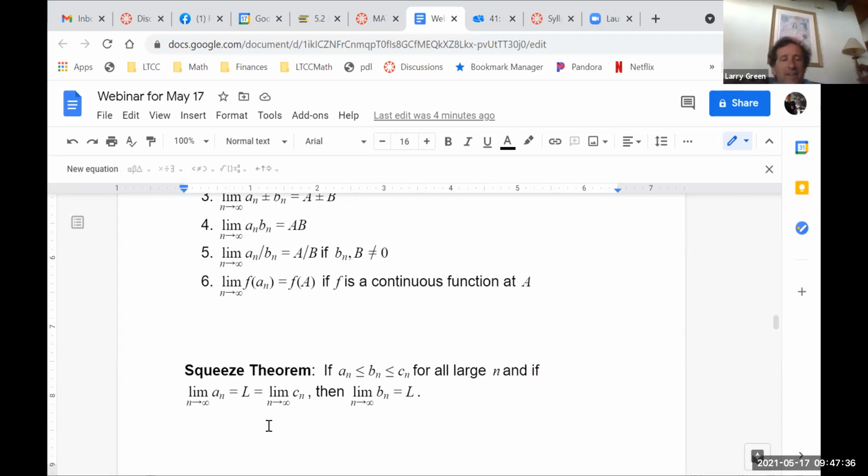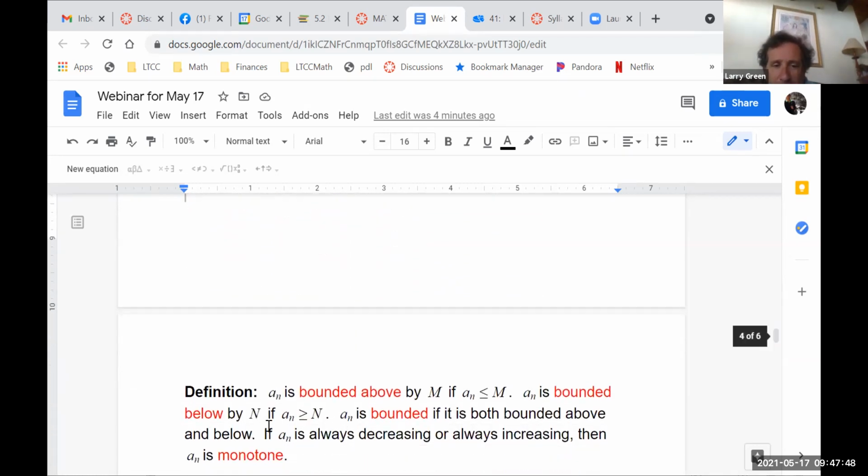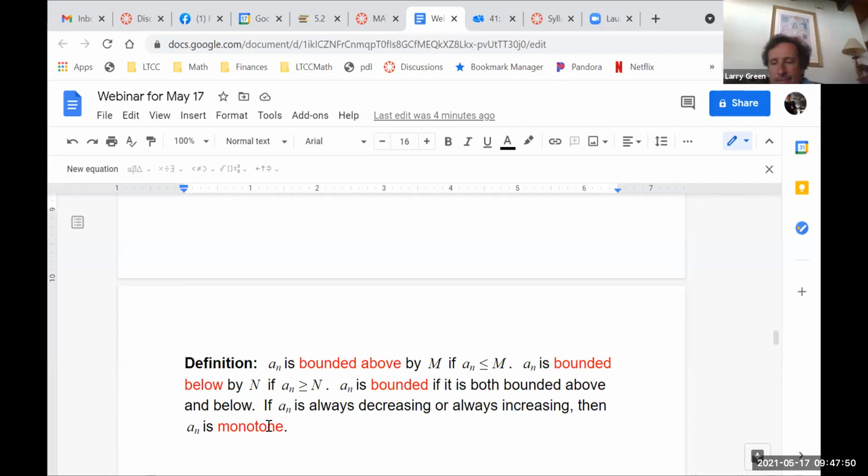We'll use it from time to time, not too often, but once in a while, just when they least expect it. Okay, so that's the squeeze theorem. Kind of going through those quickly because it comes up once in a while.